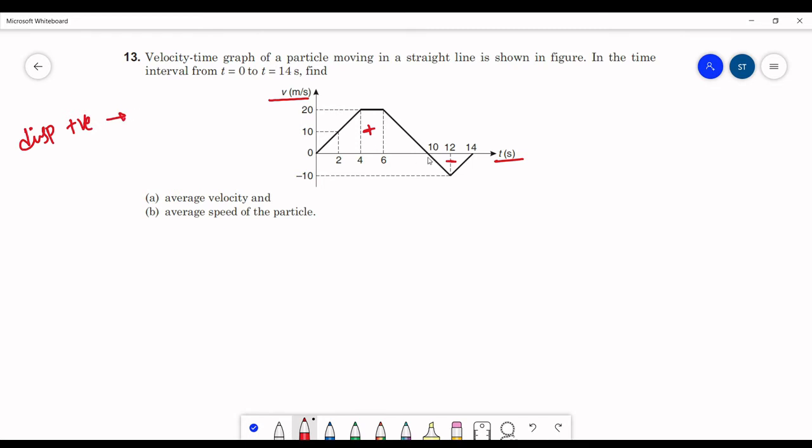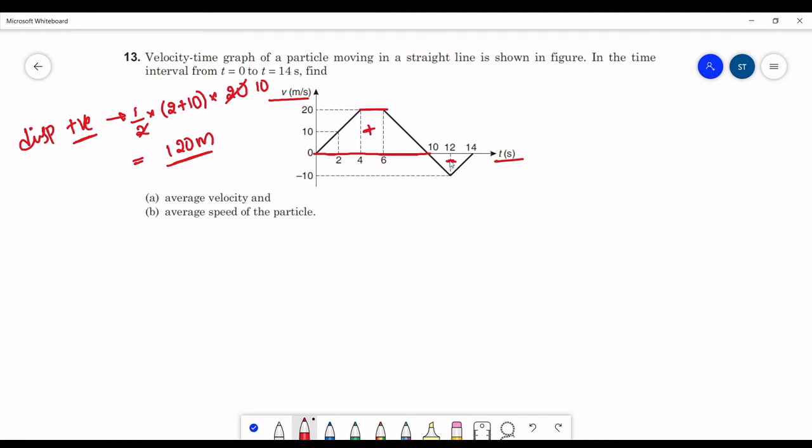Displacement in the positive direction will be the area of this trapezium. Area of a trapezium will be half into the sum of the parallel sides. Here this is 2 and this is 10, so this will be half into 2 plus 10, into the height of the trapezium. The height of the trapezium will be 20. So this will cancel out, 10 times 12, so this will be 120 meters. So in the positive direction, the body is going to have a displacement of 120 meters.